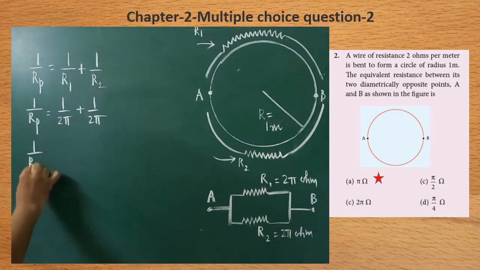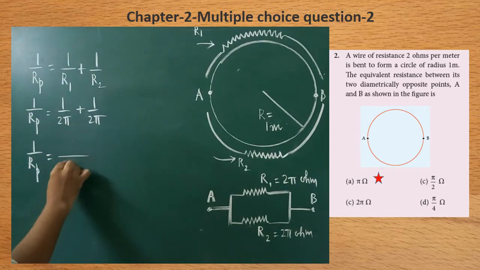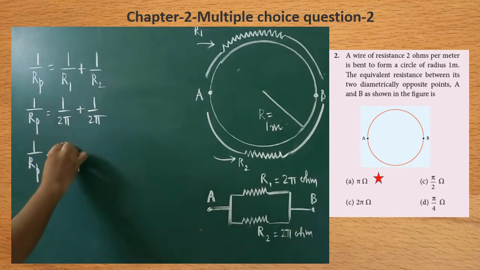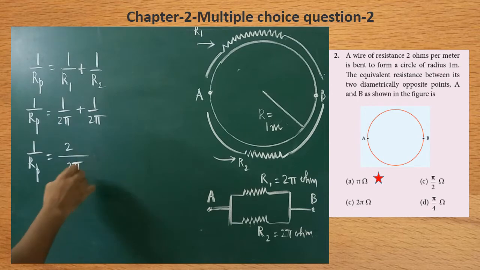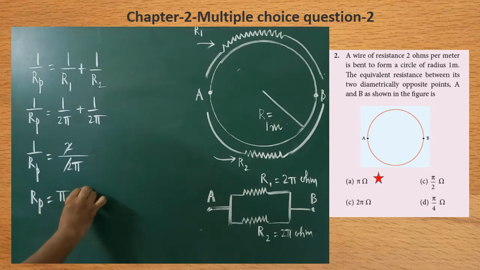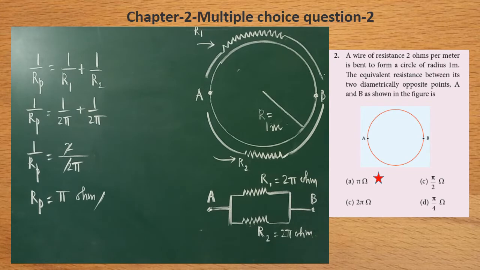1 by Rp is equal to, 2 pi is a common factor. At the top we can add both. You clear? 2 can be cancelled. Therefore Rp is equal to how much? Pi ohm. So pi ohm is the answer. Are you clear? This answer is given in the textbook as option A. So option A is the correct one. Understood?